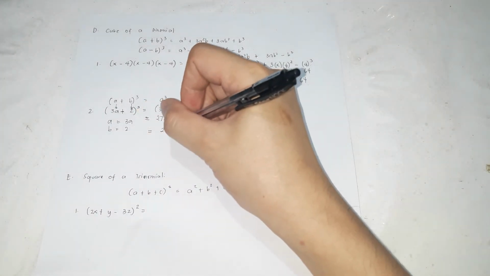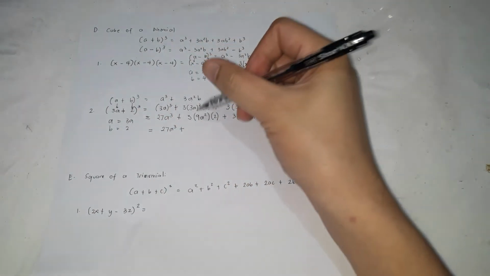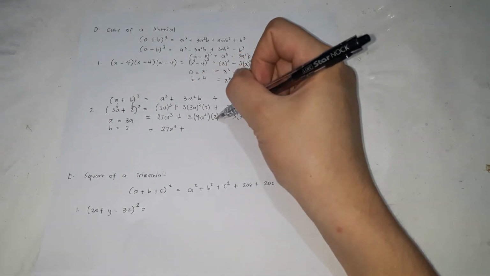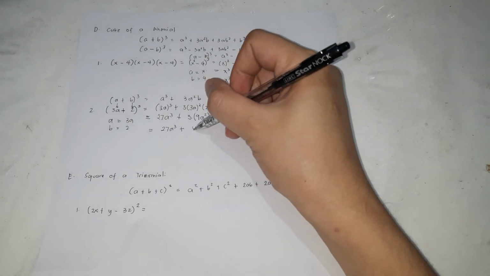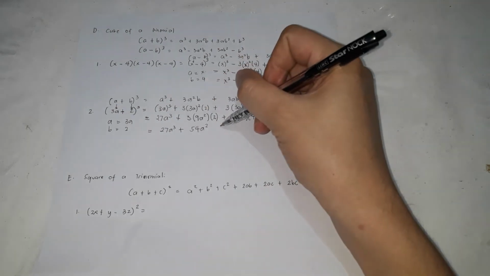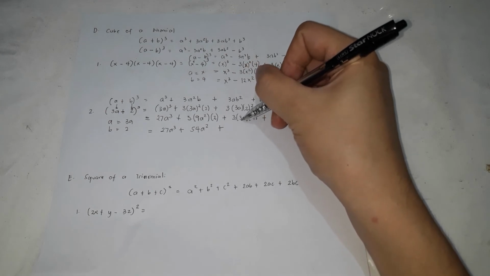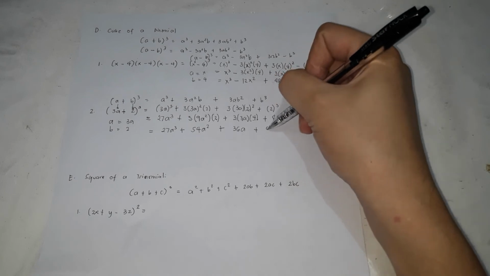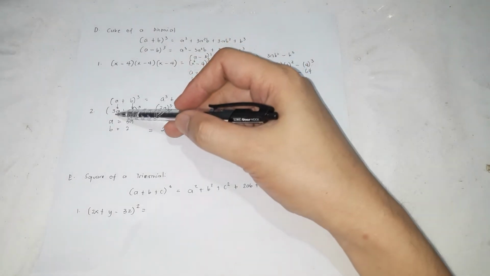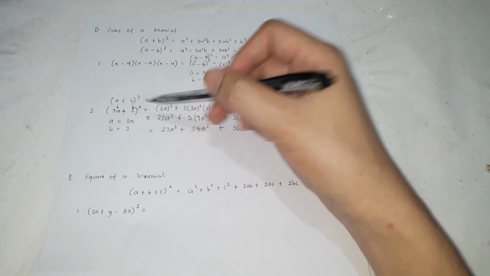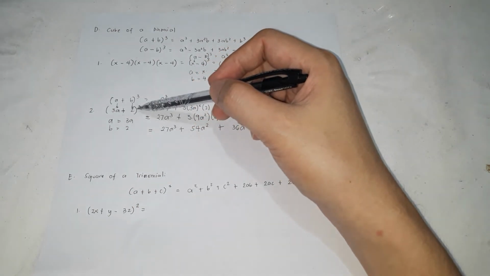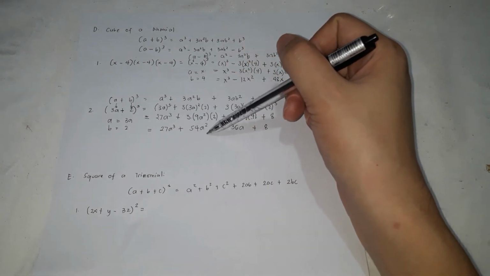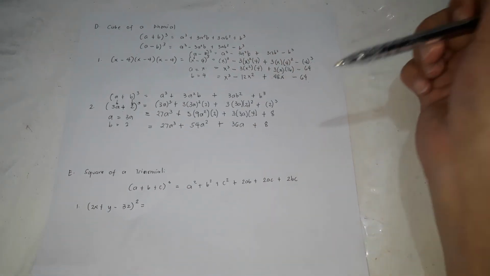Next, copy 27a cubed plus 3 times 9 times 2, or we'll start with 3 times 2, 6. 6 times 9 is 54, a squared, plus 3 times 3 is 9. 9 times 4 is 36, a, plus 8. So this is the answer. When 3a plus 2 is multiplied by itself thrice: 3a plus 2 times 3a plus 2 times 3a plus 2 is equal to 27a cubed plus 54a squared plus 36a plus 8.